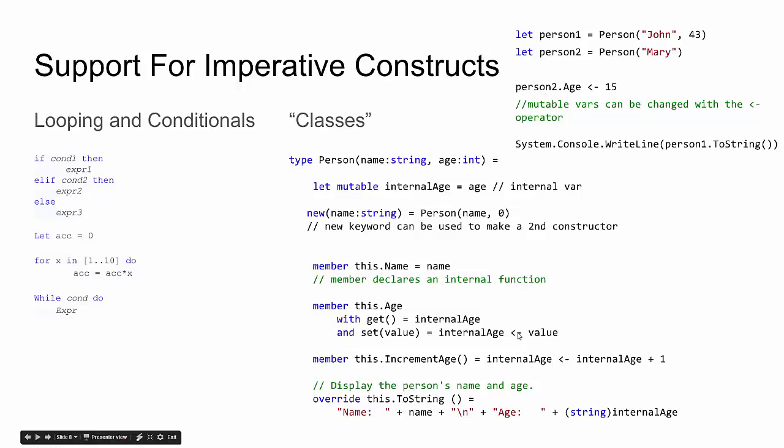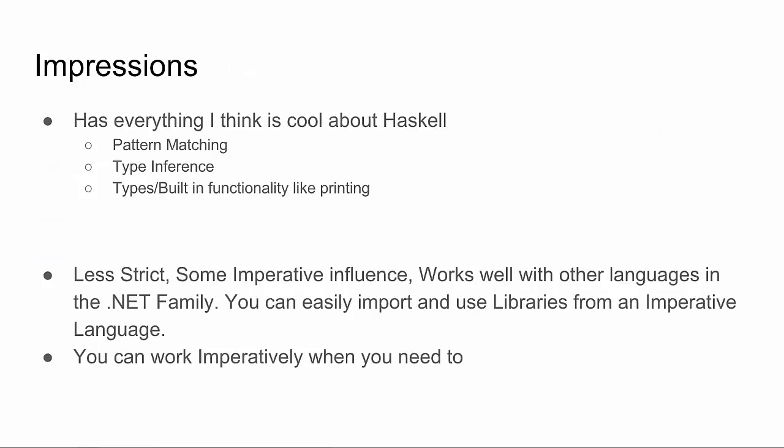You can also use the arrow to set any mutable value. You can override functions as well. Every object has a ToString, which is what pretty-prints it. You can override that.